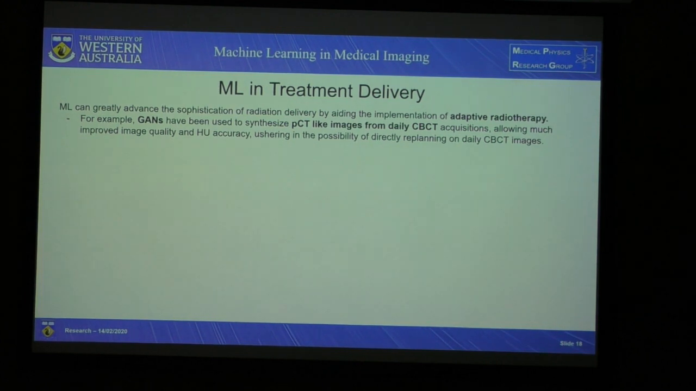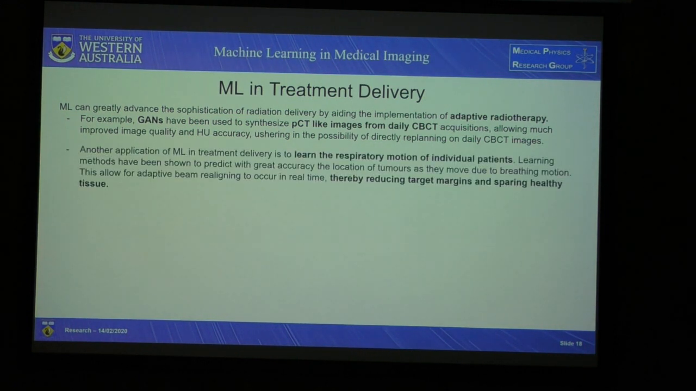And machine learning in treatment delivery is another topic, and here machine learning can greatly advance the sophistication of radiation delivery by aiding in the implementation of adaptive radiotherapy. So for example, GANs, as Dane covered previously, have been used to synthesize planning CT-like images from mere CBCT acquisitions prior to a fraction. And this allows for much improved image quality and HU accuracy, which will open up the possibility of directly replanning on a CBCT and thereby implementing adaptive radiotherapy.